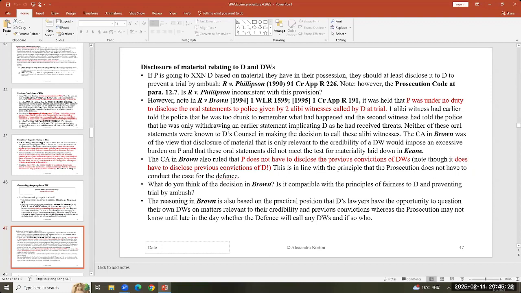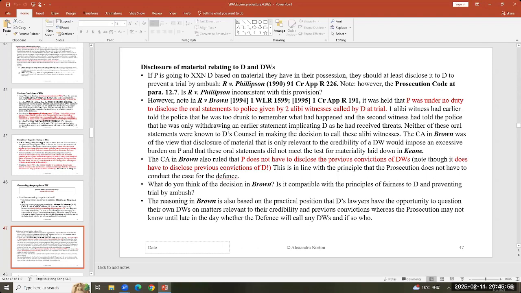The case of Brown makes it clear that the prosecution have no duty to disclose information that just goes to the credibility of defense witnesses. Like in this case, the defendant called 2 alibi witnesses, and those alibi witnesses had done what we call flip-flopped, changed their story. And so their credibility was then attacked by the prosecution in cross-examination. And that came as a surprise to the defense because they weren't aware of this flip-flopping.